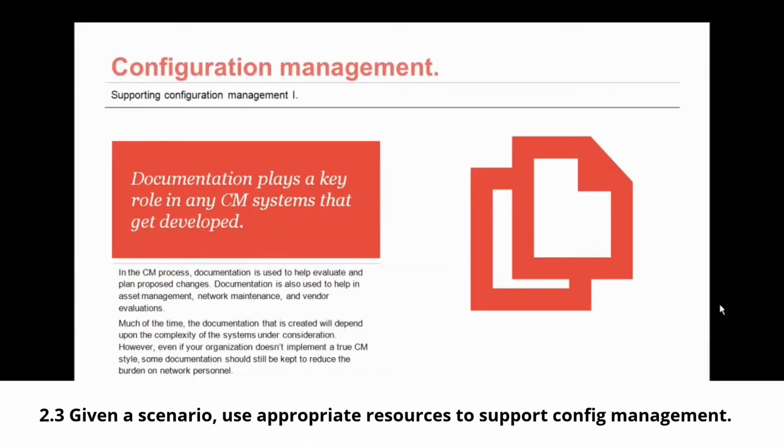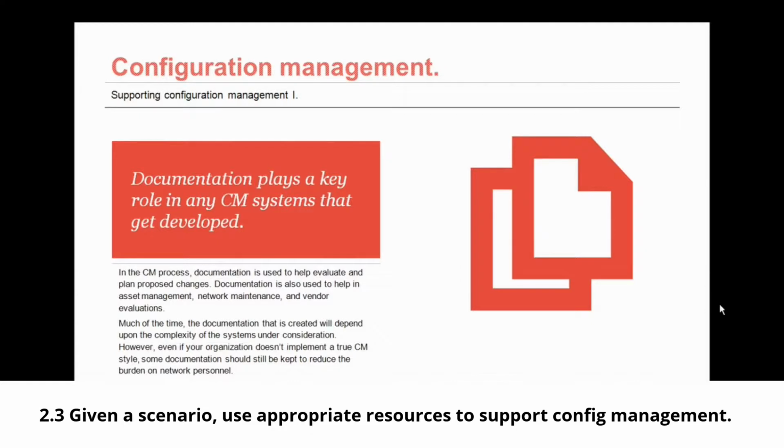Now that you know what configuration management is, let's talk about documentation. Documentation plays a key role in any configuration management system that gets developed. In the CM process, documentation is used to help evaluate and plan proposed changes. Documentation is also used to help in asset management, network maintenance, and vendor evaluations. The documentation that is created will depend upon the complexity of the systems under consideration.